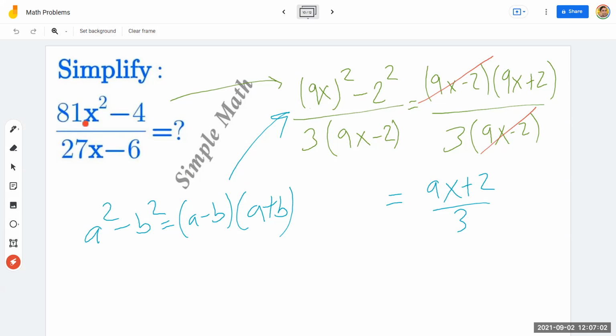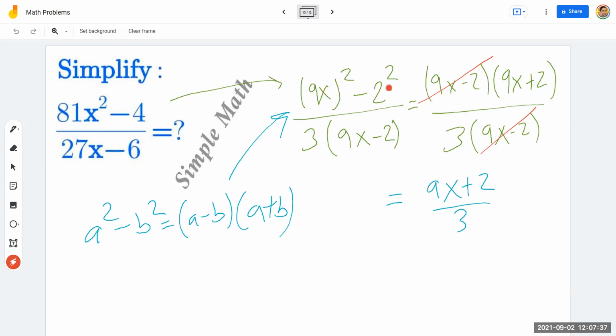To simplify this kind of expression, first we check if there is any common factor. At the bottom, 3 is a common factor, as you see. So if we factorize the down part, the 3 is the common one. Inside, we are left with 9x minus 2. And at the top here, this is a square number. It looks like a square number because 81 is the square of 9 and x squared is a square. So first we simplify this as 9x squared.